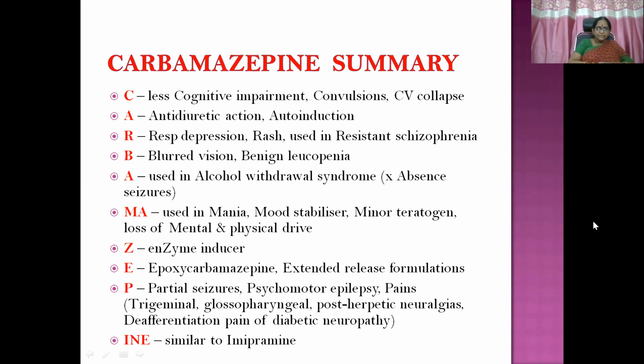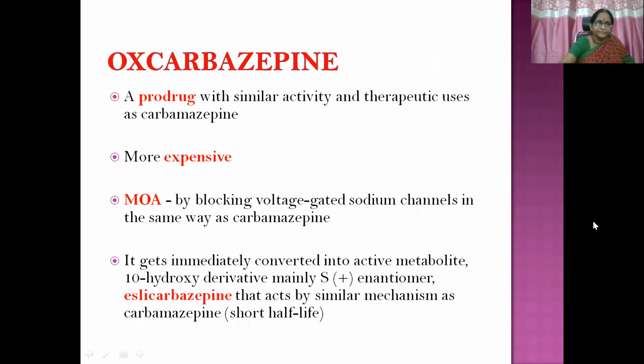And extended release formulations are available. And P for used in partial seizures, psychomotor epilepsy, and all sorts of pains like trigeminal, glossopharyngeal, post-herpetic neuralgias, deafferentation pain, and diabetic neuropathy, etc. And INE means the structure of the molecule is similar to imipramine.